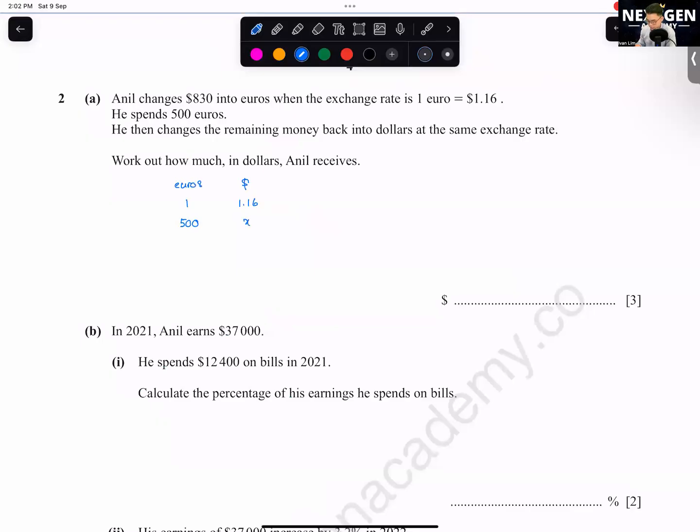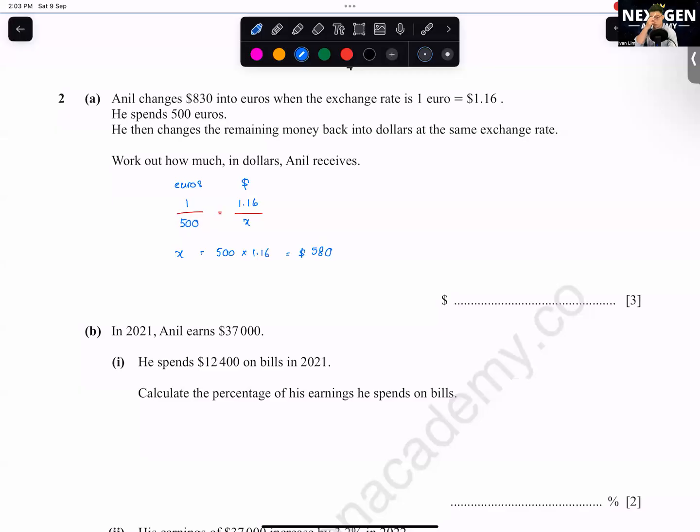Okay, so the X here, you can put it in a ratio like this. X will be equal to 500 times 1.16. Here you will get $580. Okay, I like to put it in ratio form. If you get confused, just put it in this form. It's the easiest way for you to see.